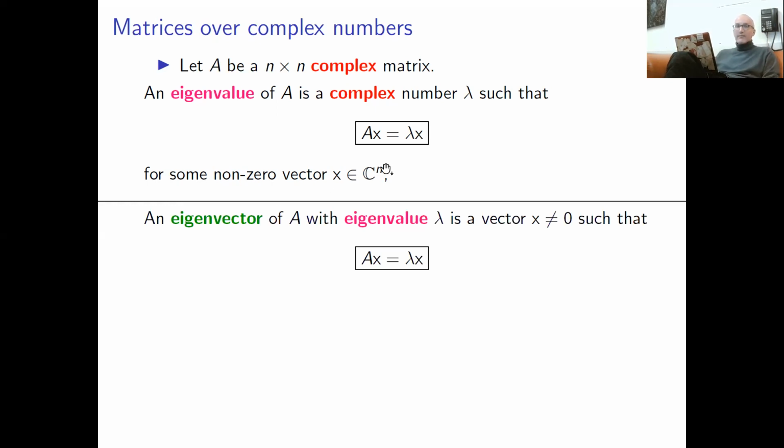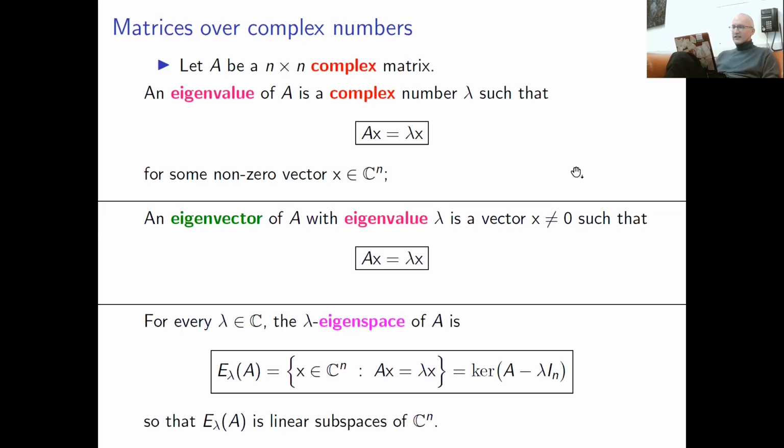It can have, in some cases, of course, real entries, because real numbers are complex. But not all complex numbers are real. Again, by definition, an eigenvector is not zero. The zero vector is prohibited from being an eigenvector. The zero vector is not an eigenvector.